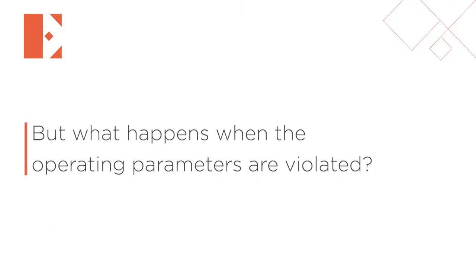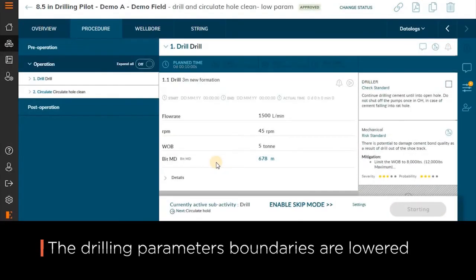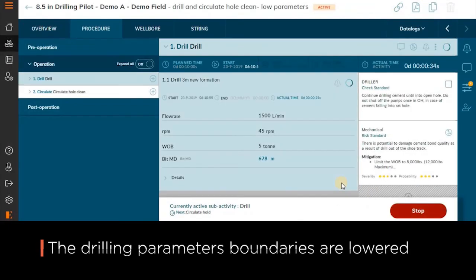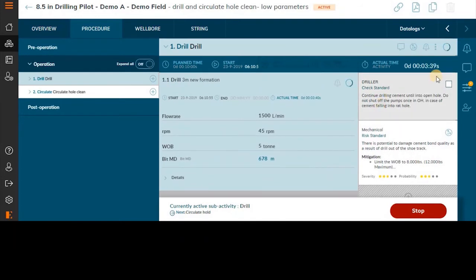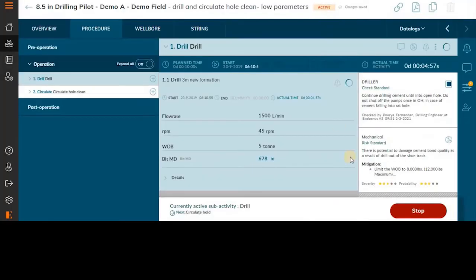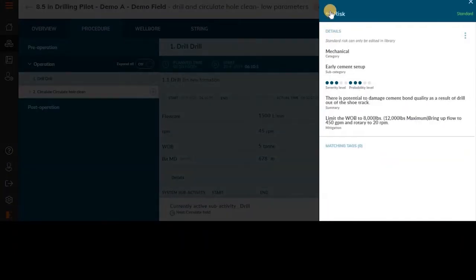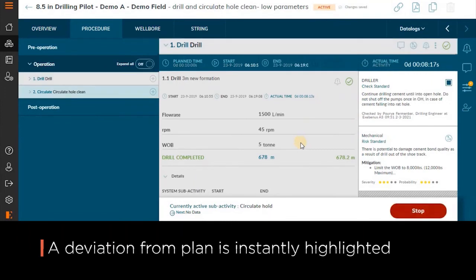But what if the parameters were violated? Let's use the same real-time sensor stream, but reduce the upper boundary of drilling parameters by 50%. As it is possible to see, Exebenus Pulse highlights the deviation with a yellow exclamation mark. A deviation of execution from the planned operation is instantly highlighted to draw attention to it.